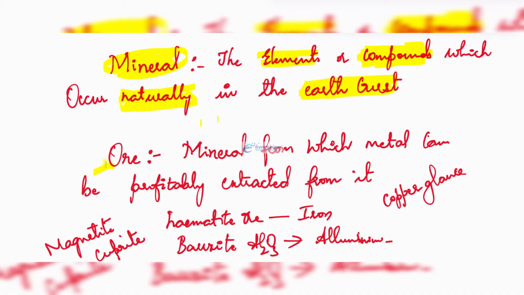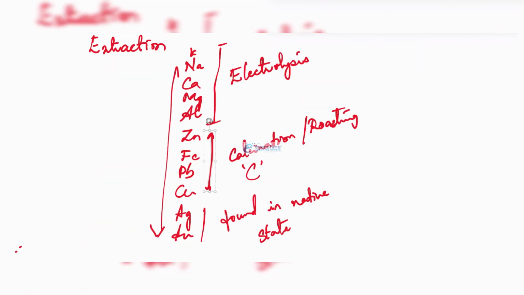Then what is ore? Ore is a mineral from which we can extract a metal profitably. So from the mineral we can extract metal. For example, from the hematite ore we can extract iron. From the bauxite ore we can extract aluminium. From magnetite we can extract iron. From cuprite we can extract copper. Copper glance is an ore, and we can extract copper metal. So like this, from the ore we can extract the metal profitably.